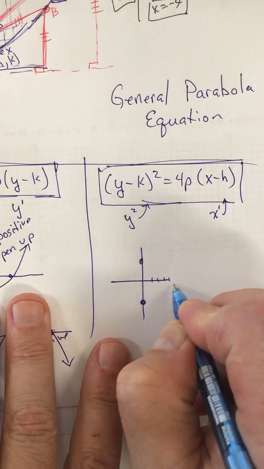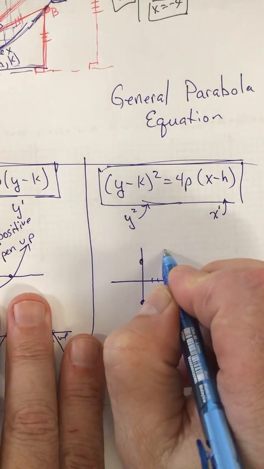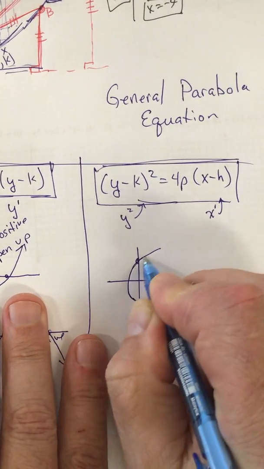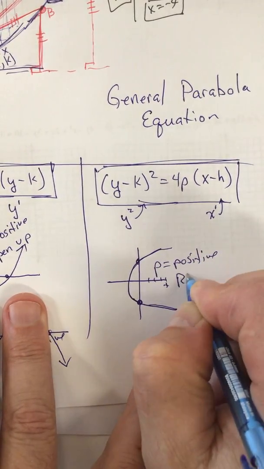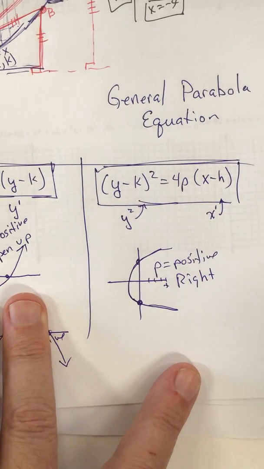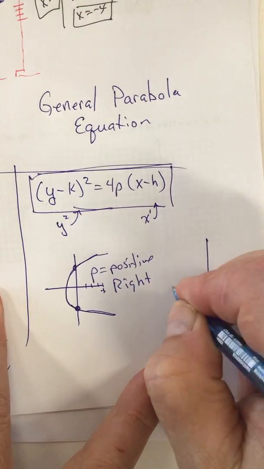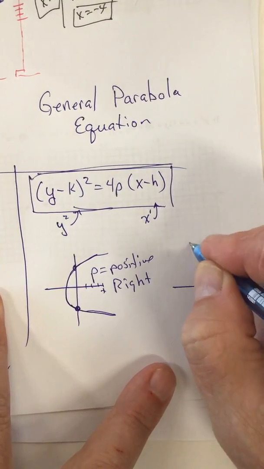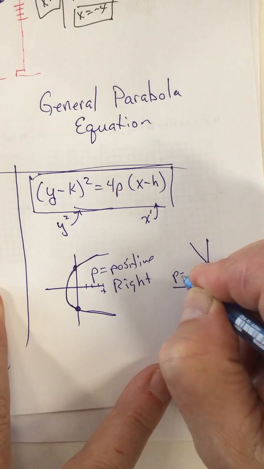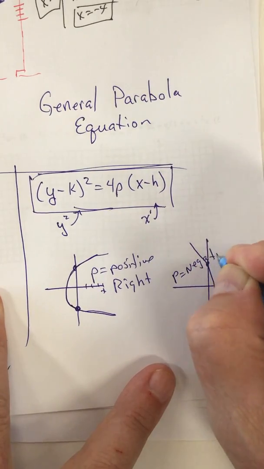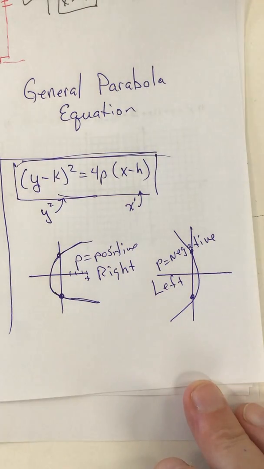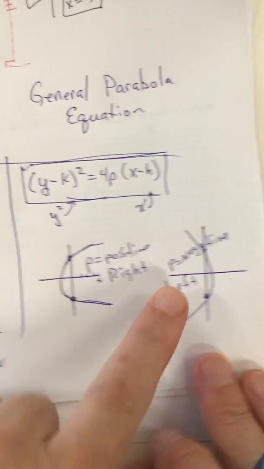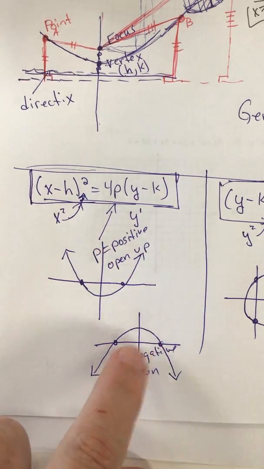If we're on a grid, this is the positive direction going that way. So if P is positive, it opens to the right. If P is negative, it opens to the left. Again, the sign of P determines a positive opening or a negative opening, depending on the direction.